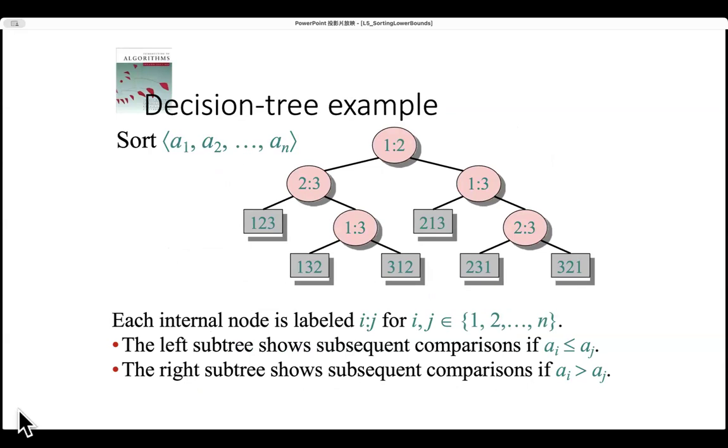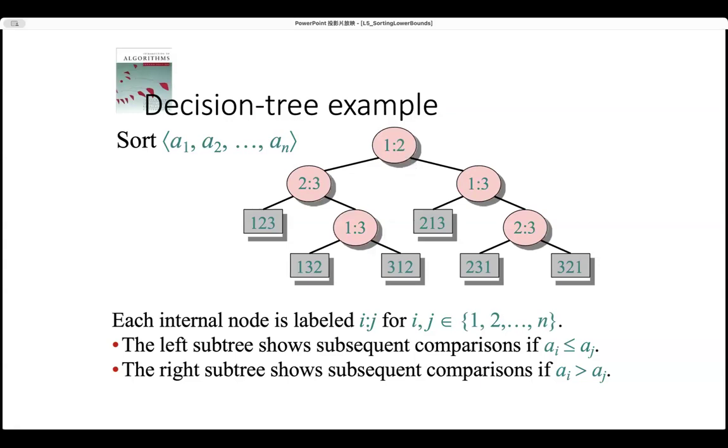Do you see my cursor? You see my cursor, right? So we have internal nodes and we have the leaf nodes in this tree, right? The internal nodes represent one comparison. For example, 1 colon 2 means we are comparing the first number with the second number.